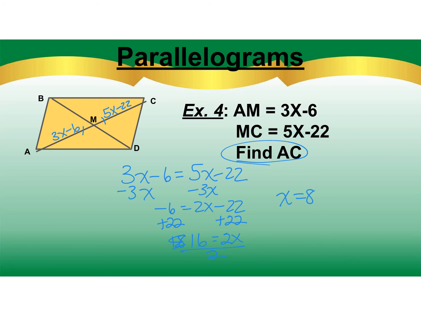They want me to find AC. So when I plug that back in, I can go into either one. So AM is going to equal 3 times 8 minus 6, 24 minus 6. That's where my 18 came from. So AM equals 18, and I want to find the full diagonal. So I'm going to multiply that by 2, and we get 36 for our final answer.